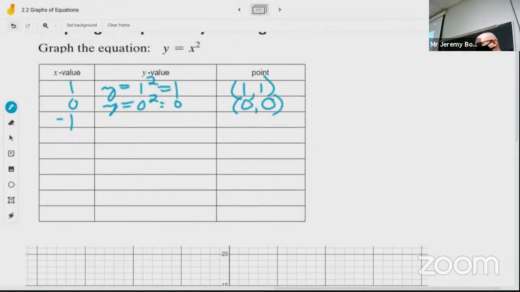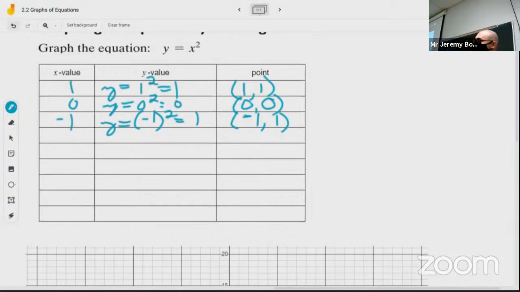And if we do -1, be careful on this one if you're using your calculator. It's going to be (-1) squared. Notice I'm grouping that in a parenthesis, otherwise it's going to give you the wrong answer. That's going to be +1, so we're going to have the point -1, comma +1. Any questions on that? Yeah, we need at least 3, right?